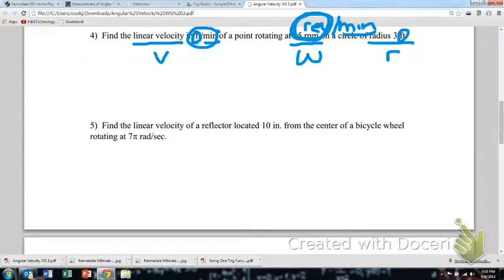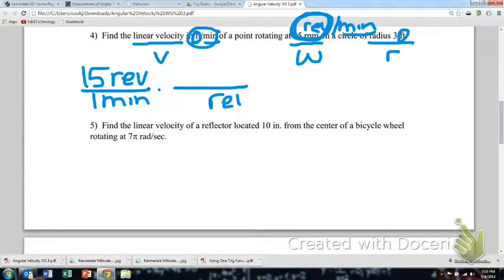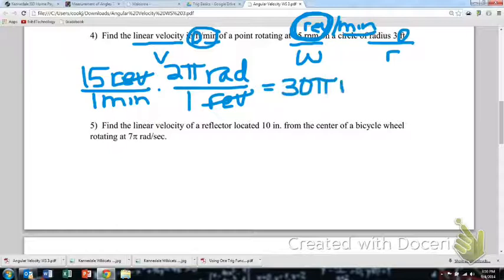If you look in the foldable we made, the purple one, under omega, it says to use the formula, omega has to have an angle in radians. So before we start, we have to change 15 revolutions per minute into radians per minute. So we have to cancel revolutions and get radians. And there are 2 pi radians in 1 revolution. So 30 pi radians per minute. That's our omega.